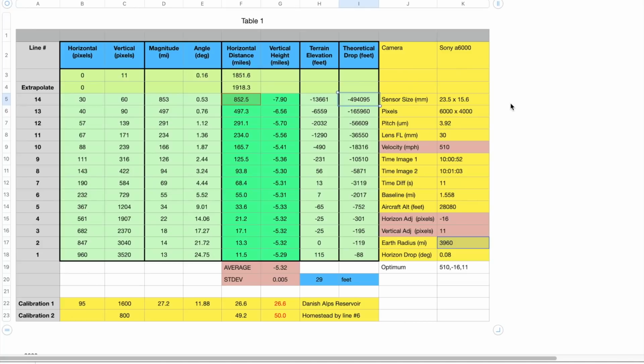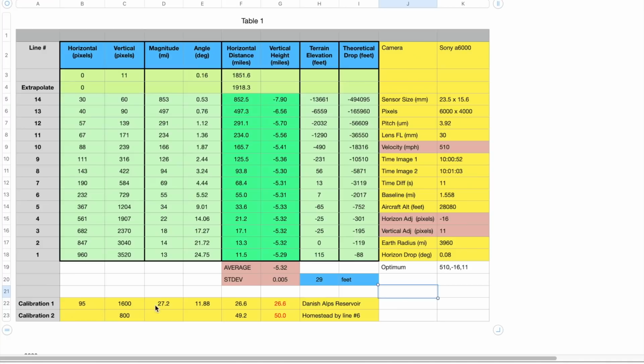Now let's continue. So what I've done here, I've taken the average of the vertical height and the standard deviation. So we're calculating how much the surface drops relative to the aircraft, and that comes out to about 29 feet. Just incredible accuracy there. And also the aircraft elevation is computed from that with the equation you see there. So it comes out to about the altitude we were flying at.